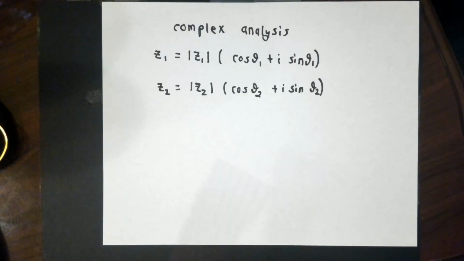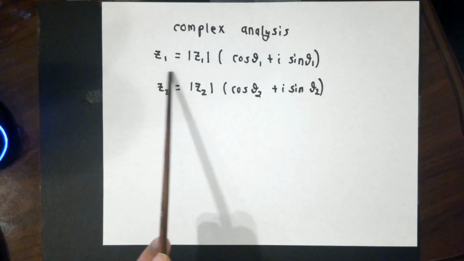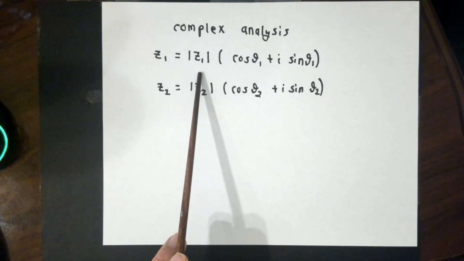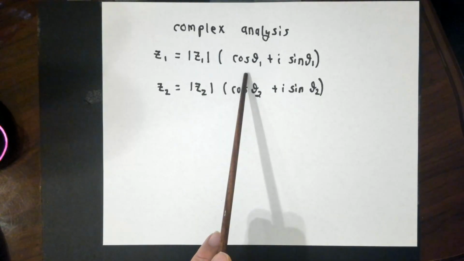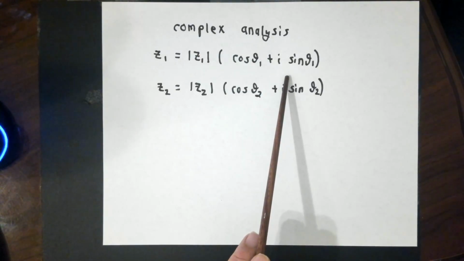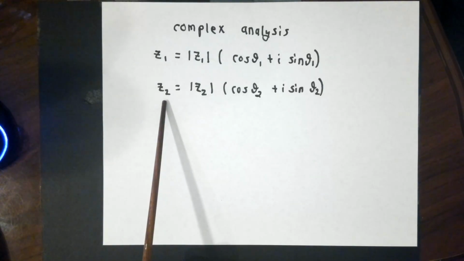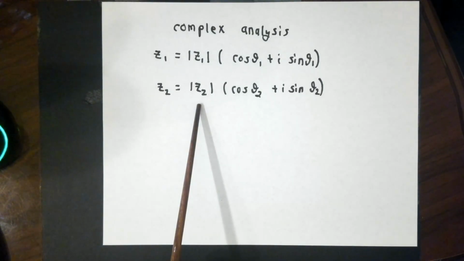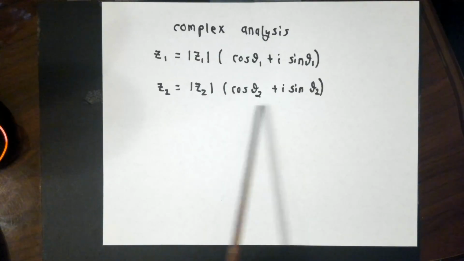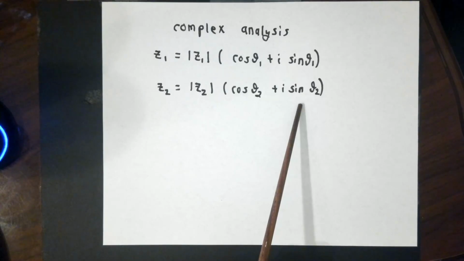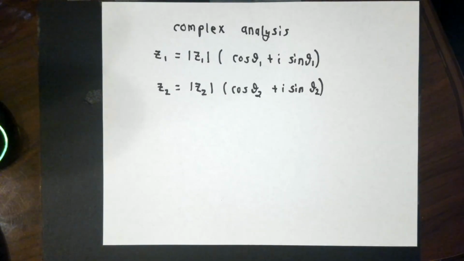it this way. A complex number, z1, can be written as the modulus of that number times cosine theta 1 plus I sine theta 1, where theta 1 is the angle that the line segment from the origin to the complex number z1 makes with the positive x-axis. In a similar way, z2 is the modulus of z2 times the cosine of an angle plus I sine of the angle, with the angle theta 2 being the angle that goes with z2.